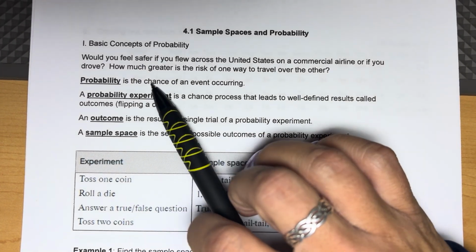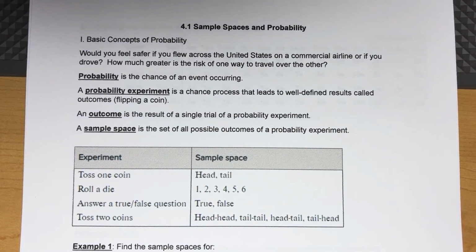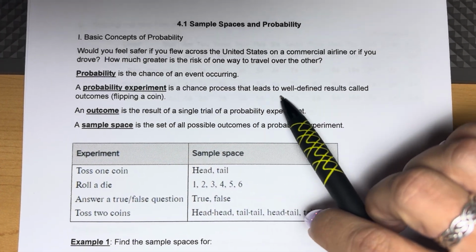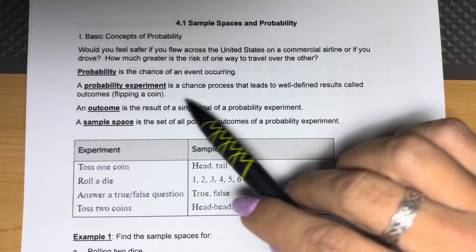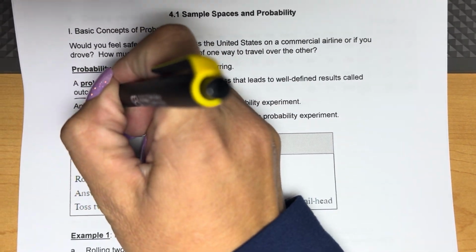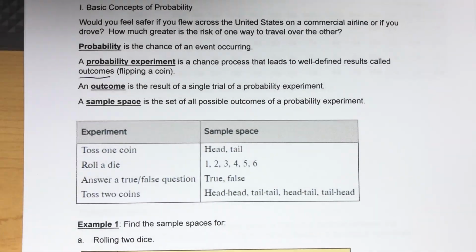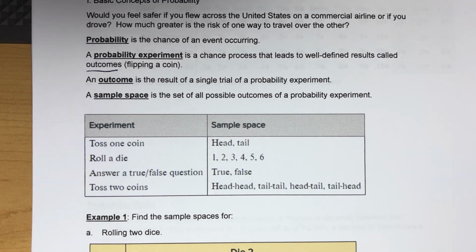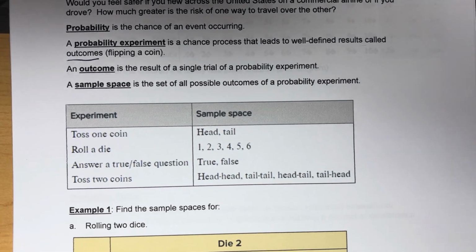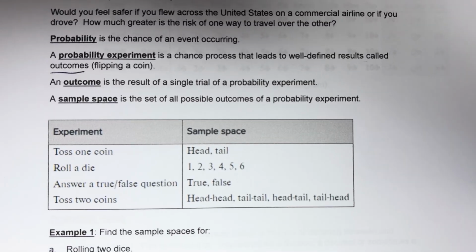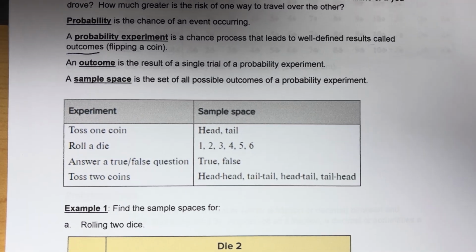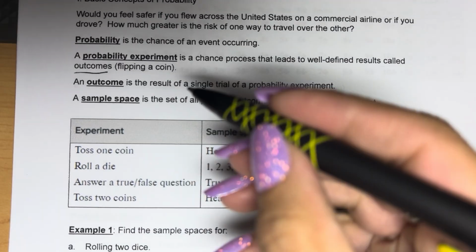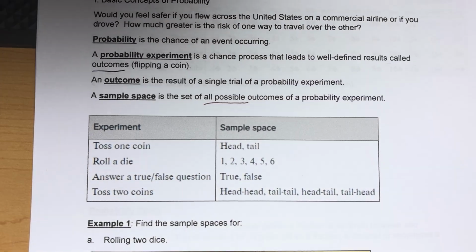So the probability is the chance of an event occurring. A probability experiment is a chance process that leads to well-defined results called outcomes. Outcomes would be like flipping a coin, rolling a 6 or rolling a 2 or something like that. The outcome is the result of a single trial of a probability experiment, and the sample space is the set of all possible outcomes.